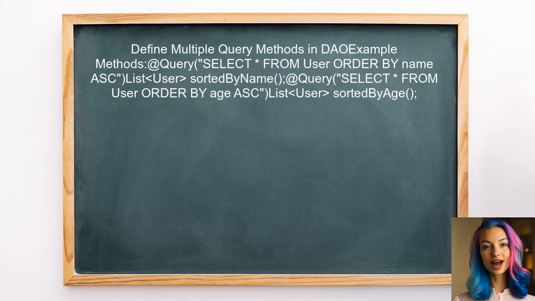Next, the user can define multiple query methods in their DAO. For example, they can create one method for sorting by name and another for sorting by age. This way, each method will have a fixed column name in the query.